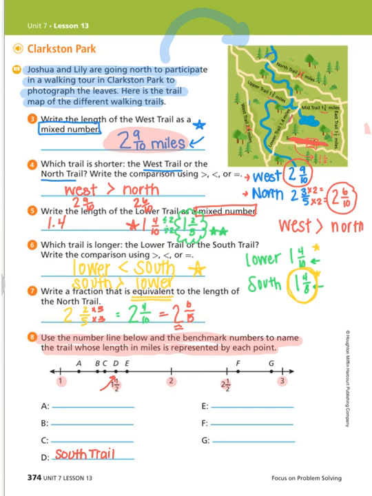The upper trail is 1 3/5. Half of 5 is 2.5. So that's going to be a little bit bigger than 1 1/2. Which point on our number line is a bit bigger than 1 1/2? Well, that's E. So let's put the upper trail here at E.